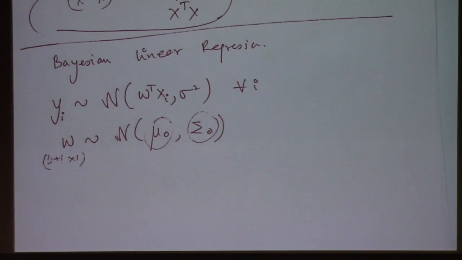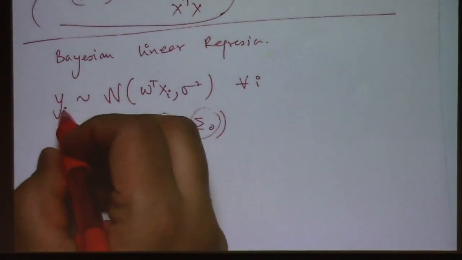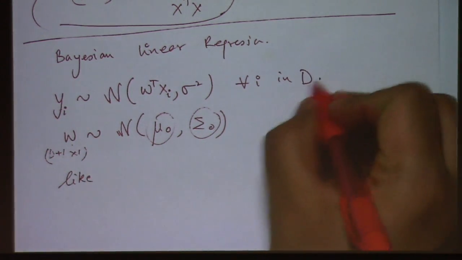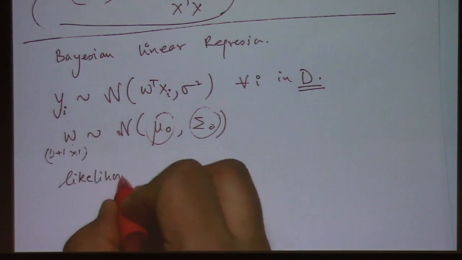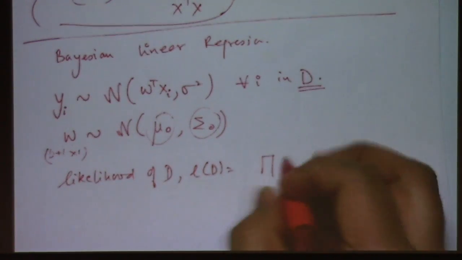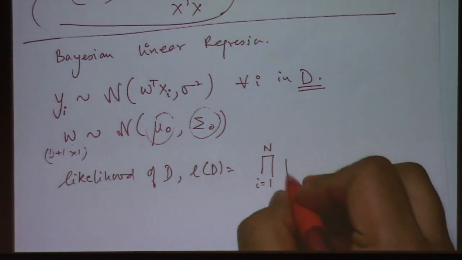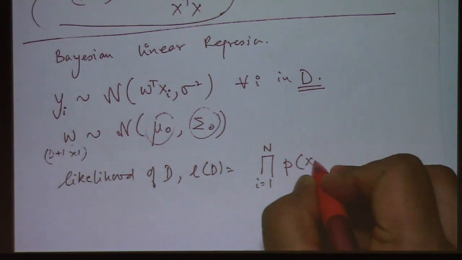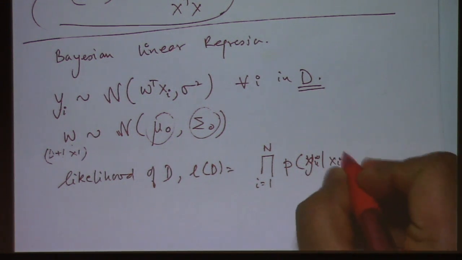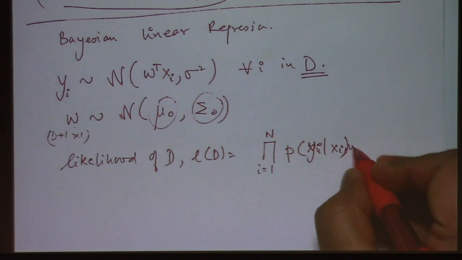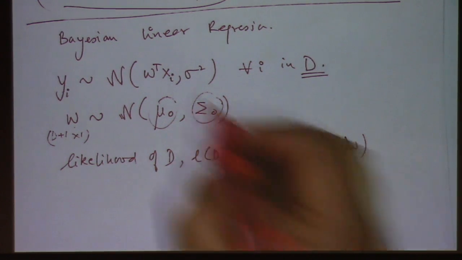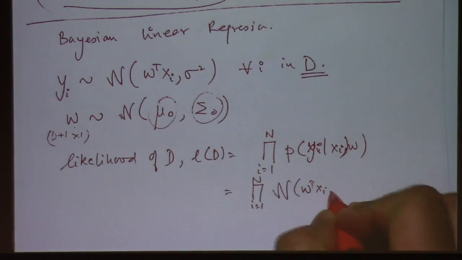Now if I want to compute the posterior for W, we can compute the likelihood for my data. Let's say D is my data set. So the likelihood of my data, or L of D, is just the product for i equal to 1 through N of P(yi | xi, W), which will be the product for i equal to 1 through N of the normal distribution N(W transpose xi, sigma square).